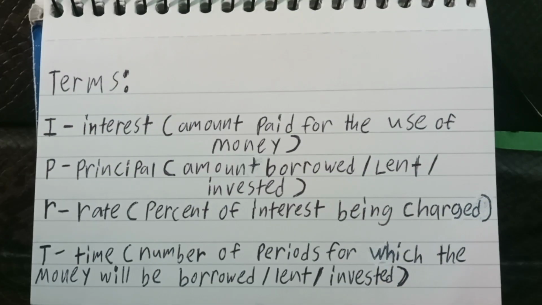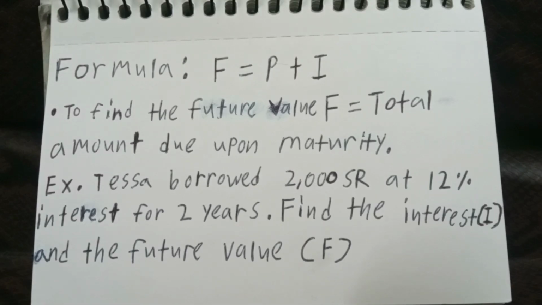And lastly, we have T, time, which means the number of periods for which the money will be borrowed, lent, or invested. So for our formula, we have F equals P plus I, which means to find the future value. F equals the total amount due upon maturity.